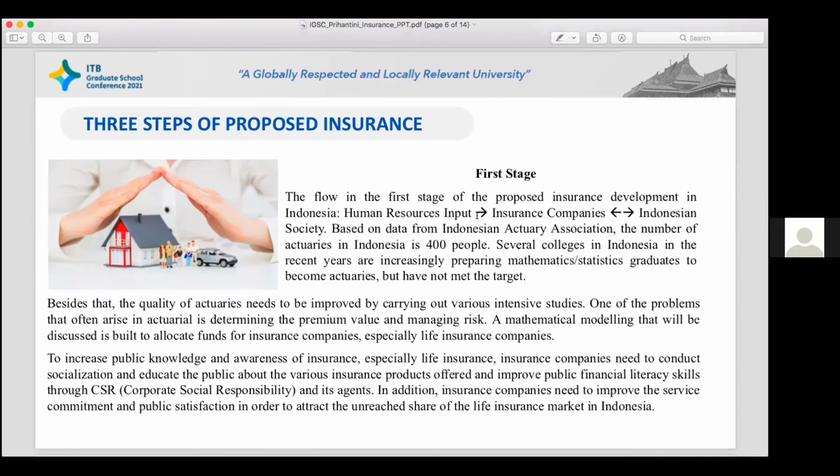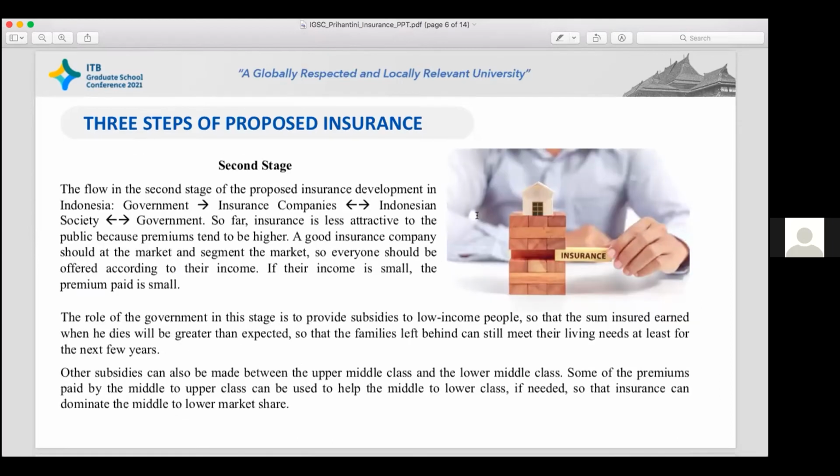And then the second stage of insurance development in Indonesia is government, then moving to insurance company, back to Indonesian society, and then back to government again. So far, insurance is less attractive to the public because premiums tend to be higher. A good insurance company should segment the market, so every product should be offered according to income. If their income is small, the premium paid is small too.